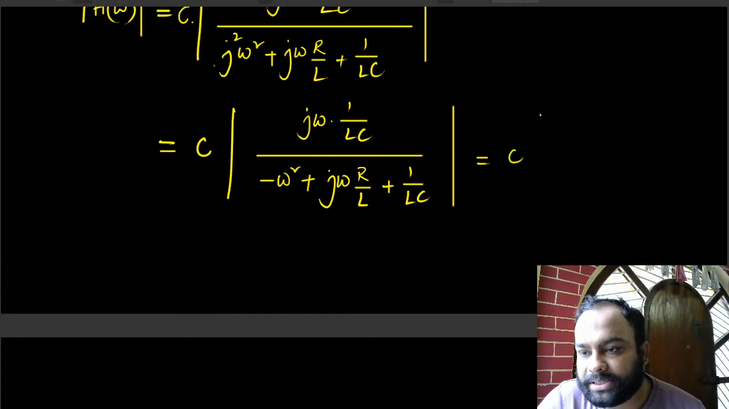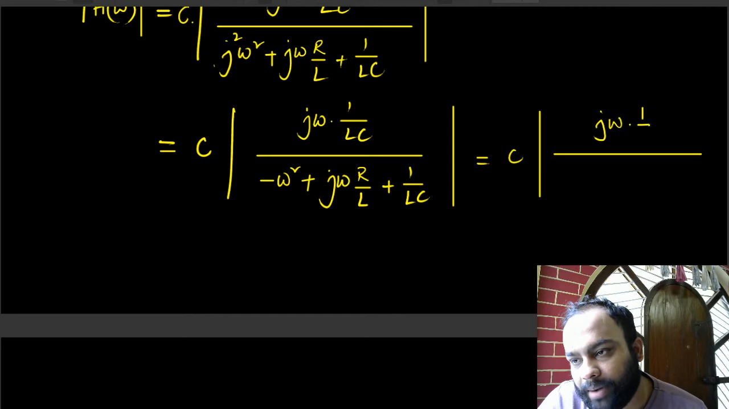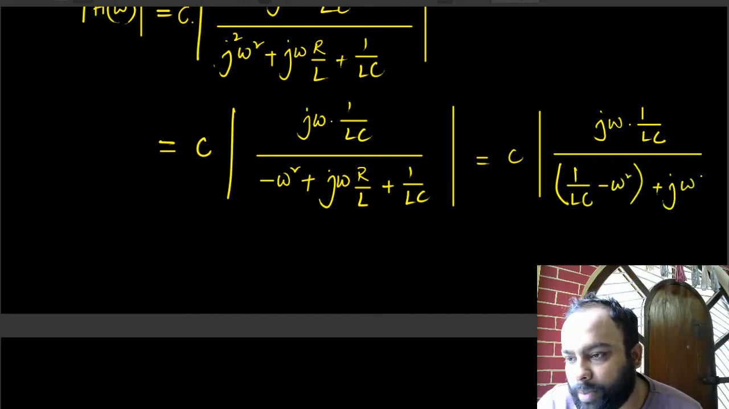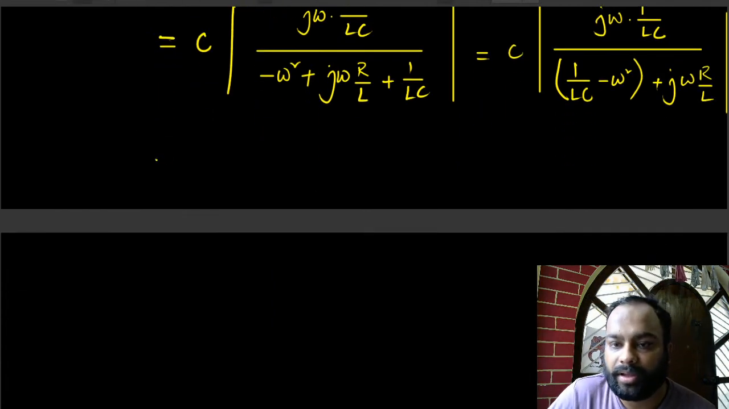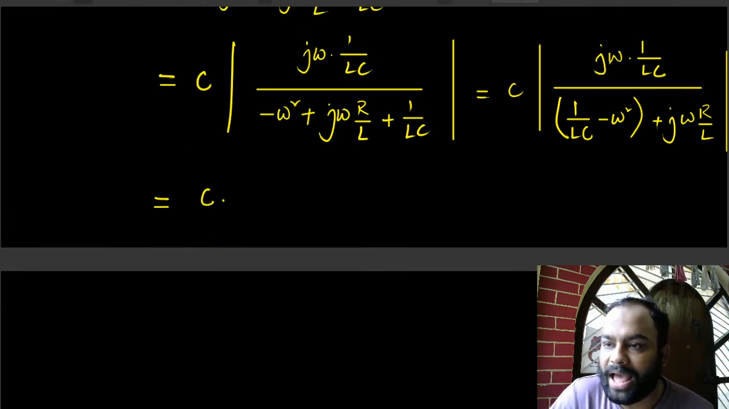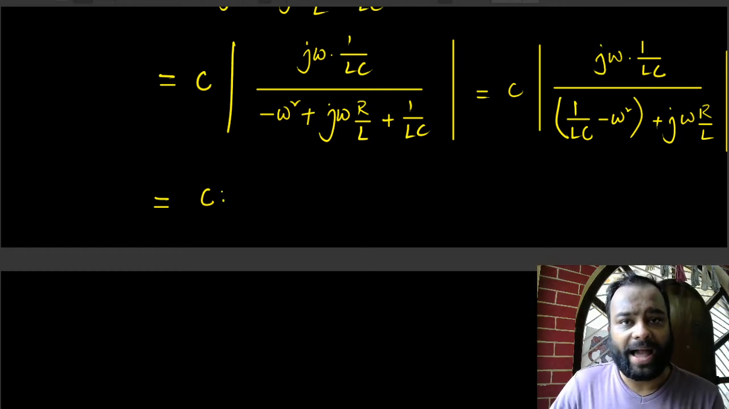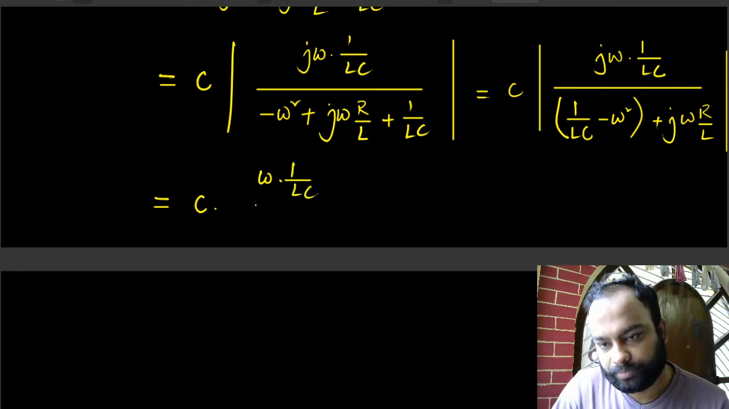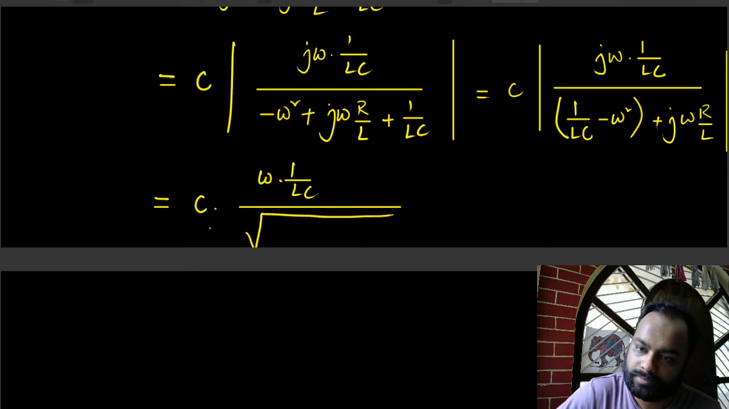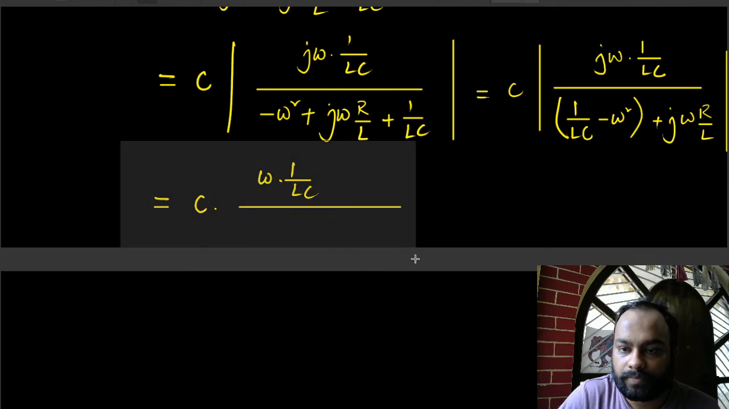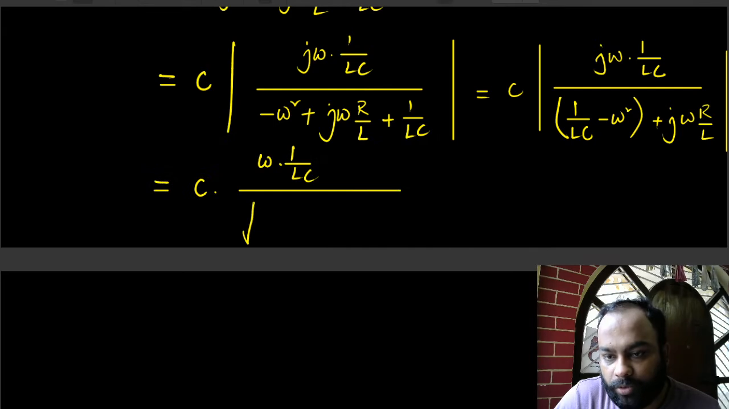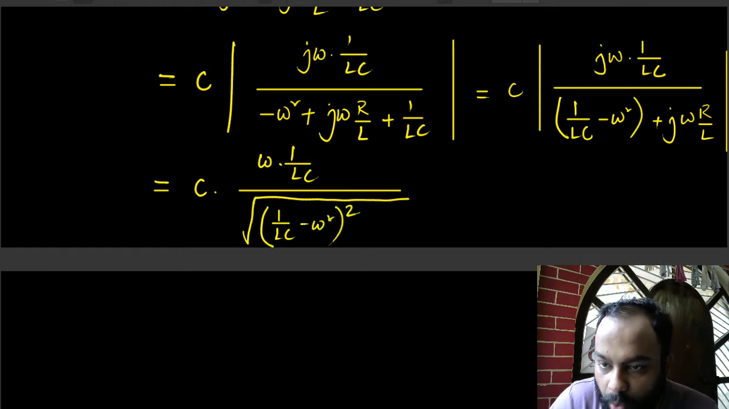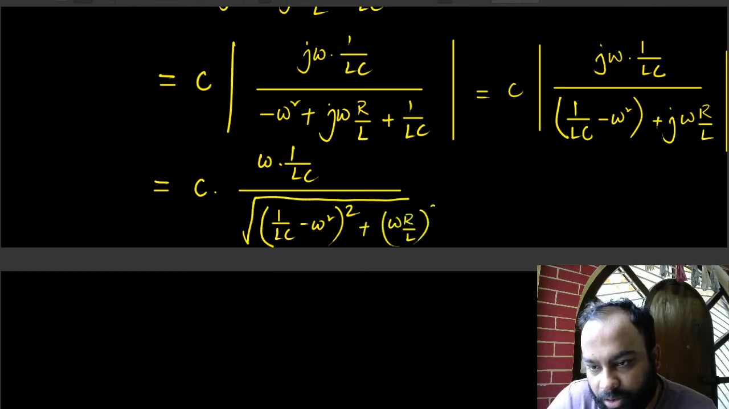And that would have been the mod. On top I would have j omega 1 by LC, and here if I combine the real parts, I would have 1 by LC minus omega square, and the imaginary part is j omega R by L. That gives me, on top, j omega L by C. So that is going to be omega into 1 by LC, and here the square root of this one square, of course that's the real part, 1 by LC minus omega square, plus omega R by L square, right?